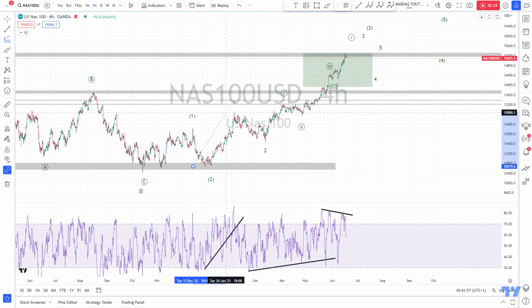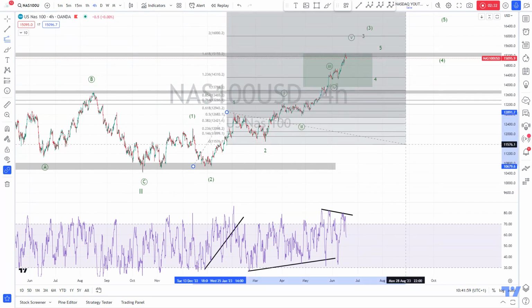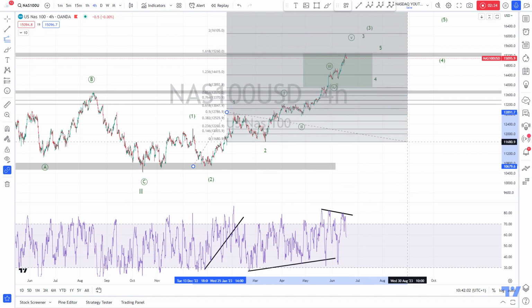ends in this area, the area you find by taking the length of wave 1 and the length of wave 2, between the 1 and the 1.618 FIB extension. This is typically the target for a wave 3, this 1.618 FIB extension. Of course, it can always go a bit more up. This is always possible, but these are typical target areas within Elliott wave theory.